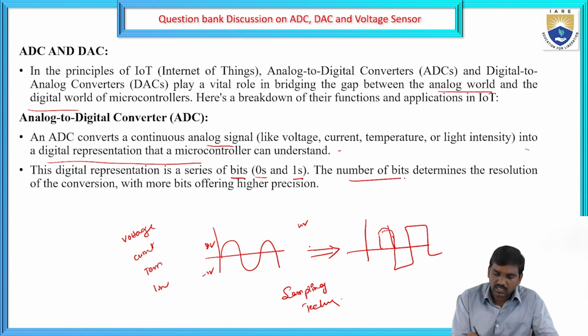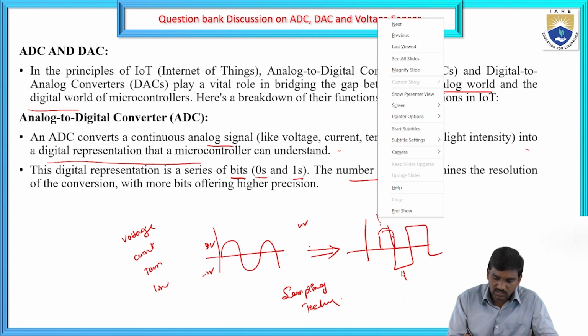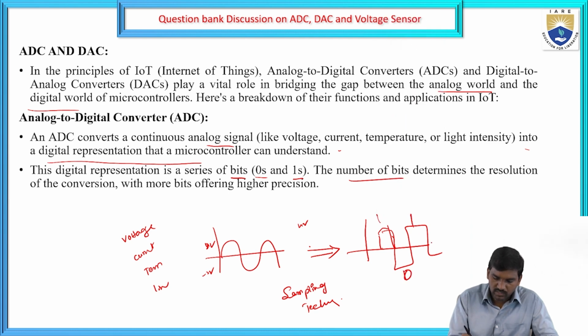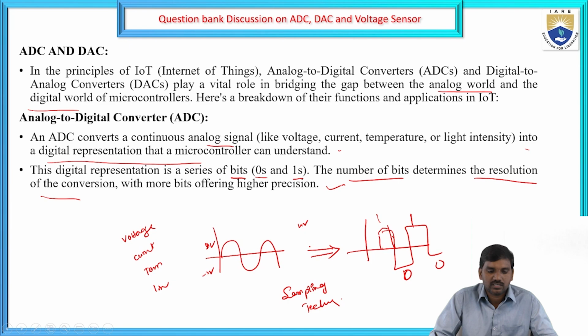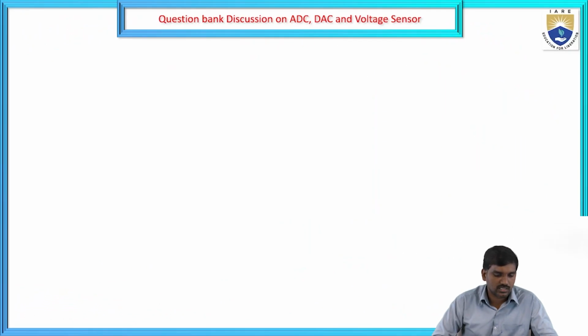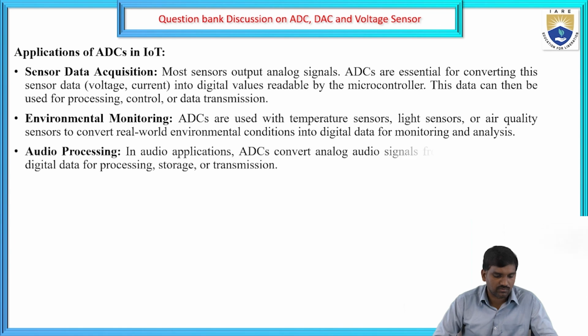We already know the number of bits: this is 1, this is 0, this is 1, this is 0, like that. The number of bits determines the resolution of the conversion, with more bits offering higher precision of the signal.